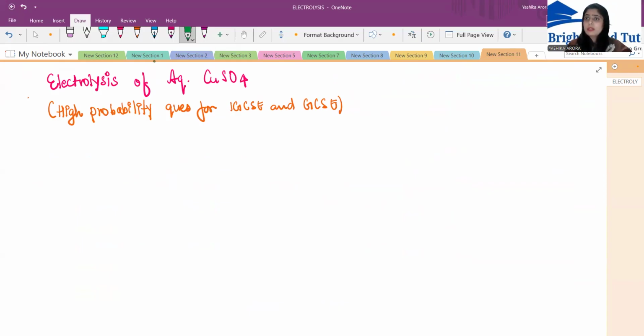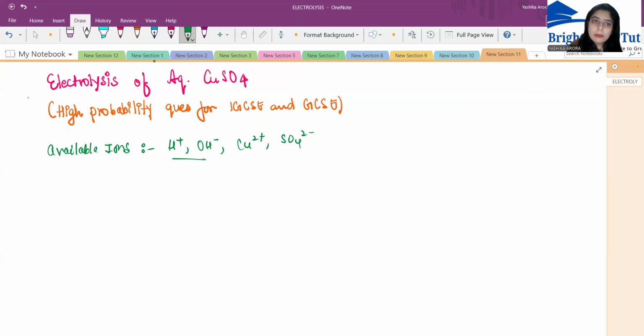So I have the aqueous copper sulfate. The very first step is what? Write the available ions. See, it is aqueous. Aqueous means we do have the water with us as well. So I'll have H plus, OH minus, copper 2 plus, SO4 2 minus. Where are H plus and OH minus coming from? They are coming from H2O dissociation. As the water breaks up, it releases H plus and OH minus.